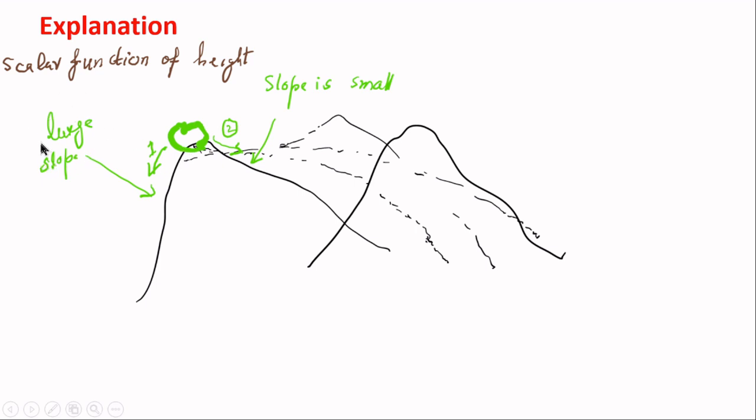Definitely the slope is large in this direction because the steepness is very high. In the other direction, the slope is very small, the rate of change is very small, the change of height is very small. So what will be the direction of the gradient? Here we will decide the maximal direction. The maximal direction would be the direction in which the change of height is maximum, and that direction is this. So this direction is the direction of the gradient.